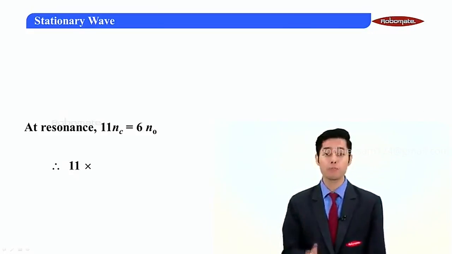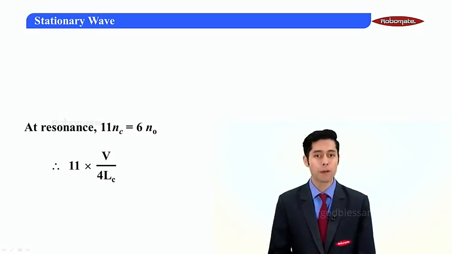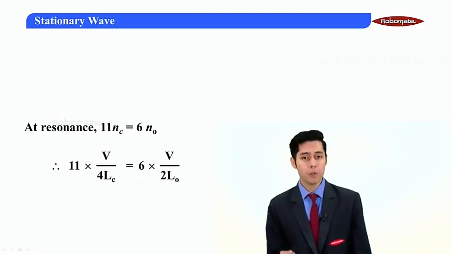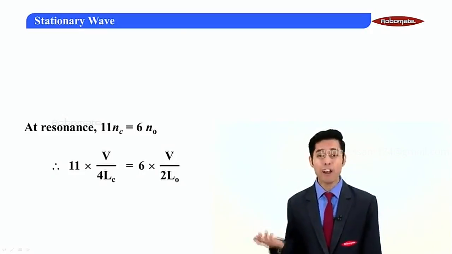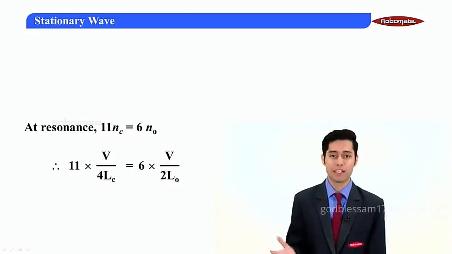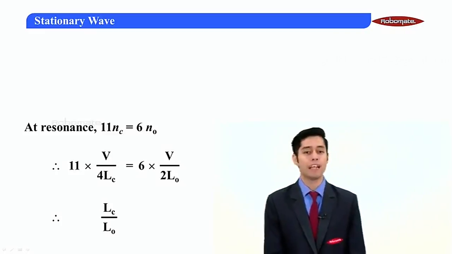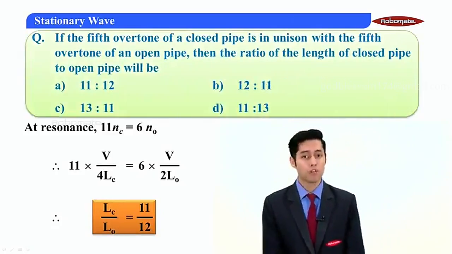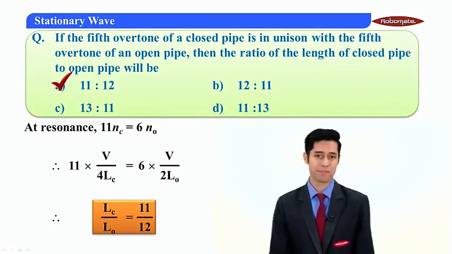So can I say 11 times the frequency of the closed pipe, as we all know, is V upon 4Lc, length of the closed pipe, which is equal to 6 times V divided by 2 into L0, that is the length of the open pipe. Now we are relating only because they both are at resonance. Now from this, when we solve this, we get the ratio of Lc by L0, which is actually 11 by 12. So from the question, we know that option A is the correct option.